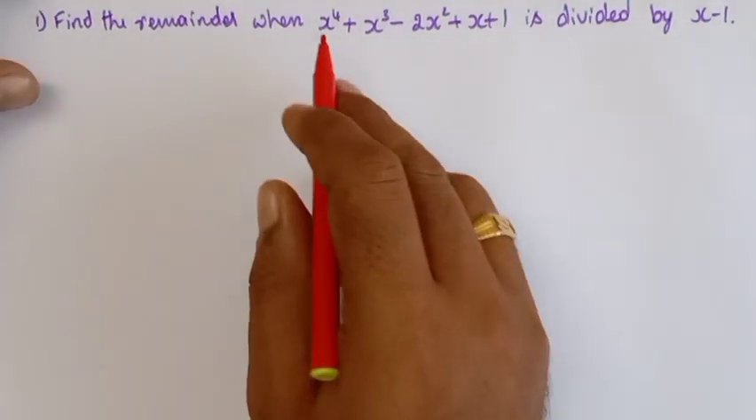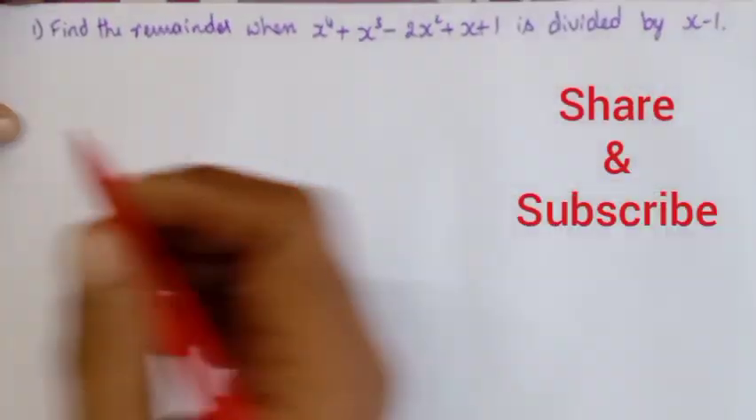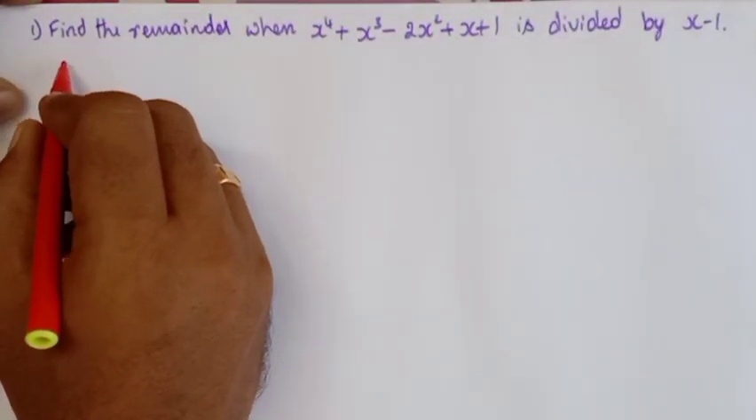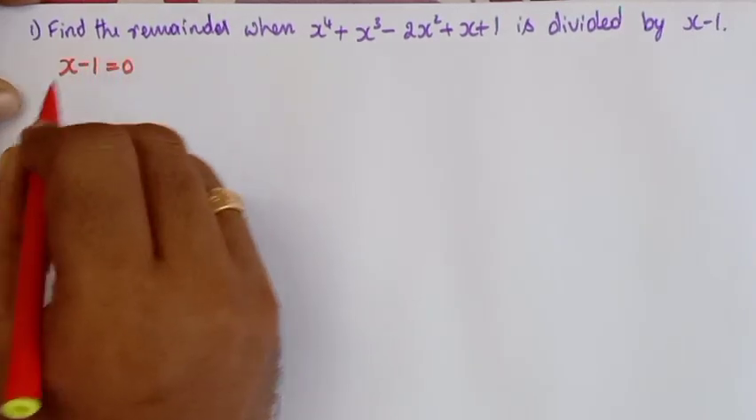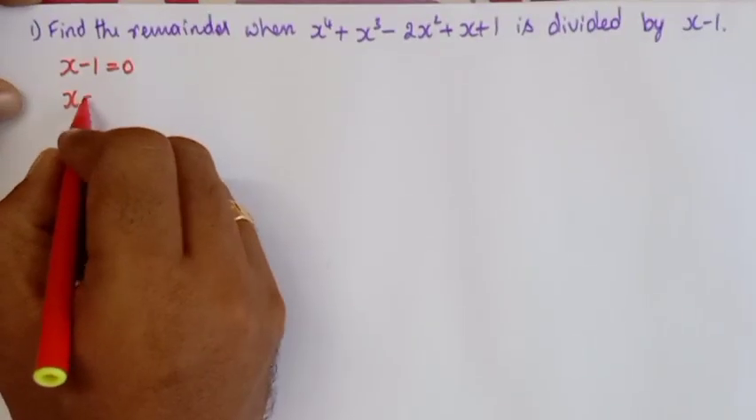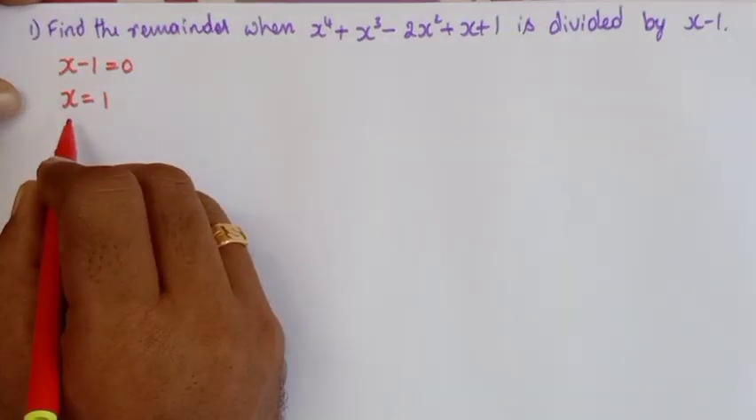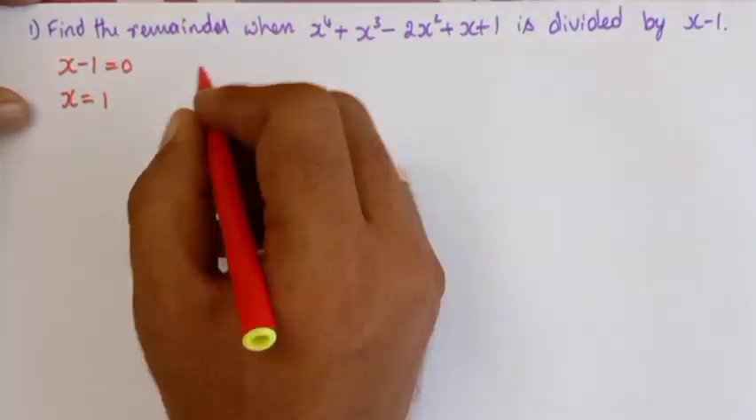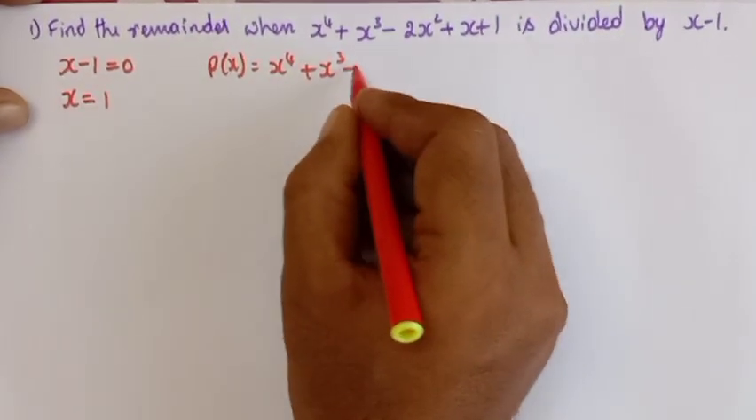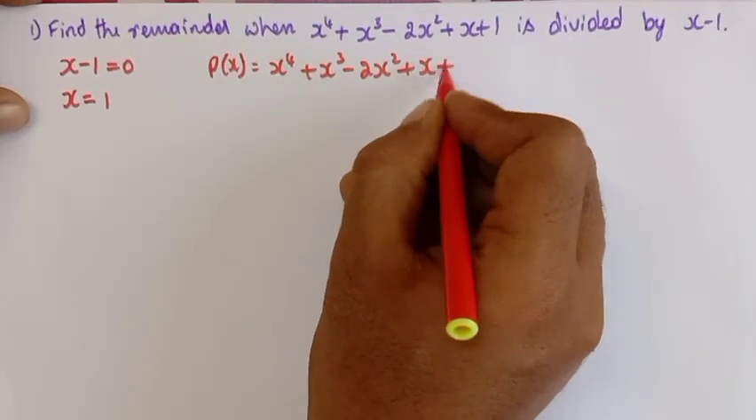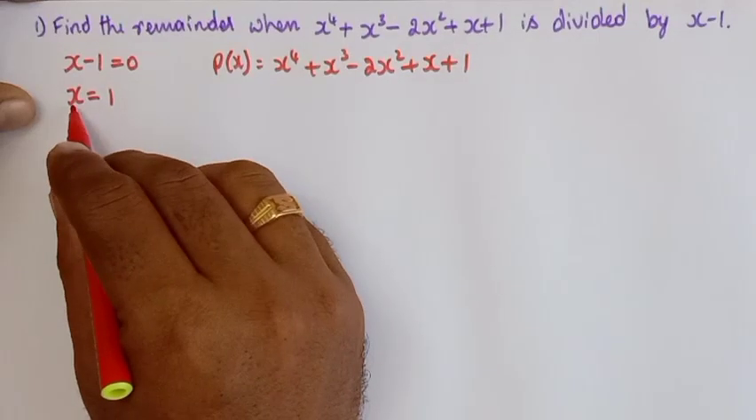Find the remainder when x to the power of 4 plus x cube minus 2x square plus x plus 1 is divided by x minus 1. Here let us first equate the linear polynomial x minus 1 to 0 to get the value of x. So the value of x will be equal to 1 as minus 1 moves to the RHS. And let us substitute this in the given polynomial p of x is equal to x to the power of 4 plus x cube minus 2x square plus x plus 1. So the value of p of x will be p of a, that is p of 1.